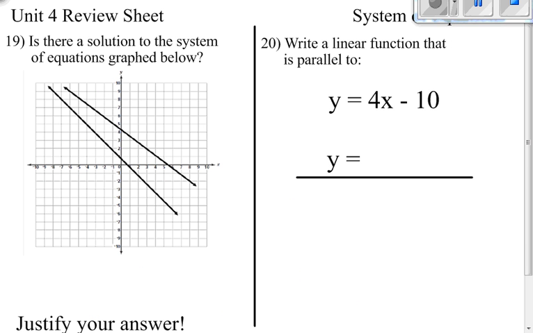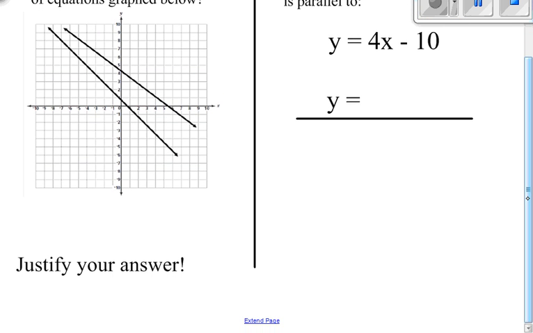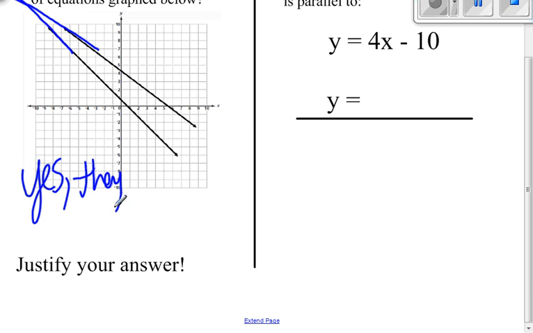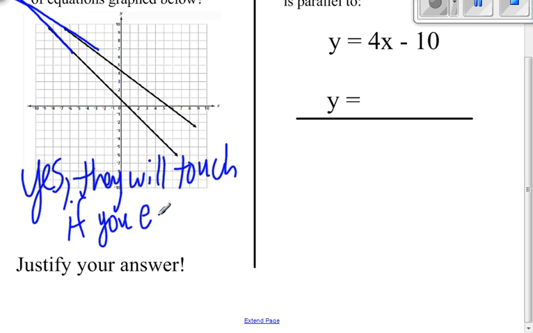Number 19, is there a solution to the system of equations graphed below? At first look, say no, they don't intersect. But it's pretty clear to tell that these are not parallel. So if I was going to extend these lines further, they would eventually intersect because they're getting closer and closer together. So is there a solution? Yes. They will touch if you extend the lines. Or they're not parallel. If you want to say yes because they are not parallel, that's fine. If you want to write yes because they're not on the graph, that's fine.